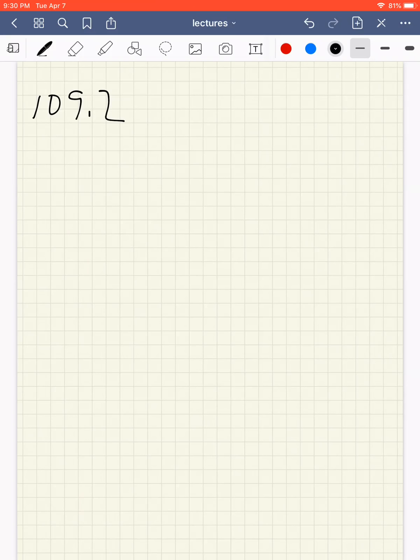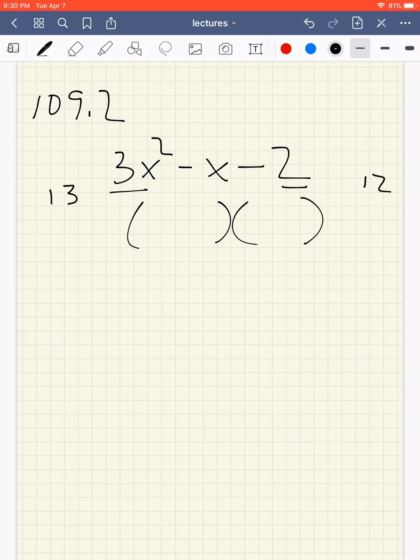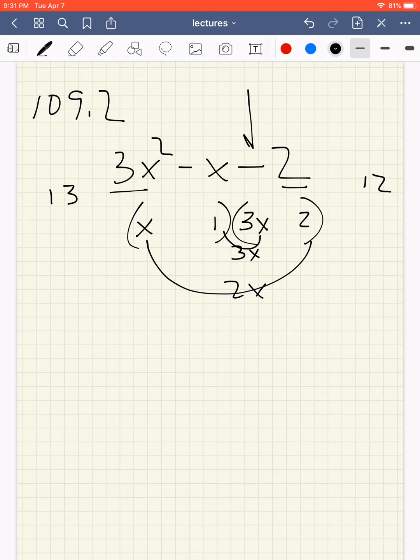109.2 is already in descending order. And no, there's not a greatest common factor that we can take out of here. So the factors of 3 are 1 and 3, and the factors of 2 are 1 and 2. So the only way we can get this is to have a 1x and a 3x. And the only way we can get 2 is to either put a 1 here and a 2 here, or vice versa. So let's see how that works. Outer would be 2x. Inner would be 3x. This sign is negative, which means one of these has to be a positive, one has to be a negative. So they're going to be subtracted.